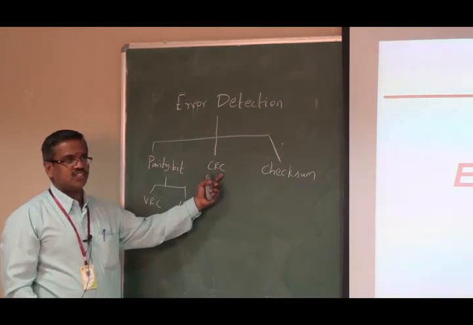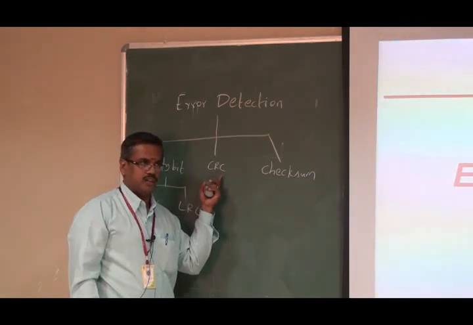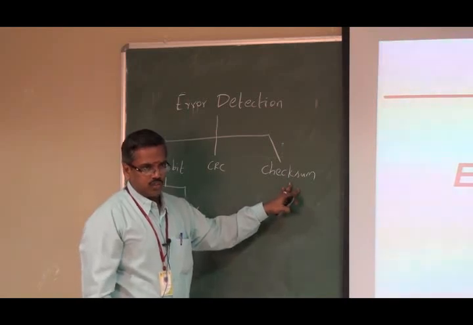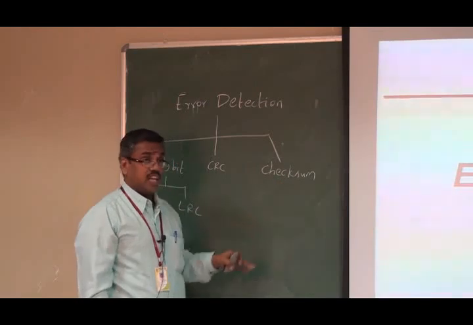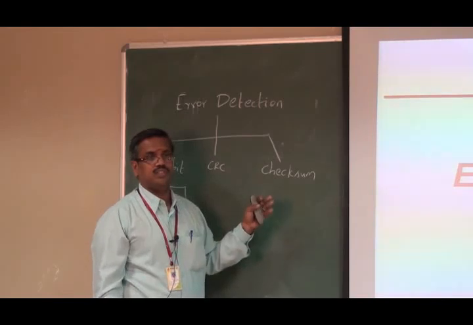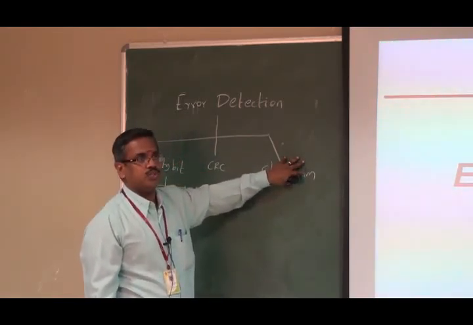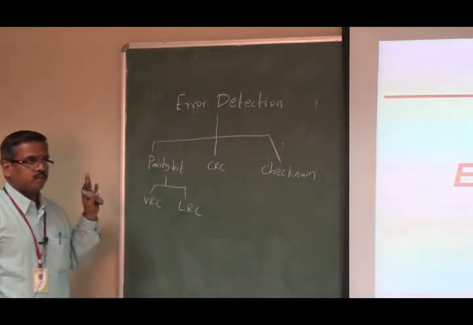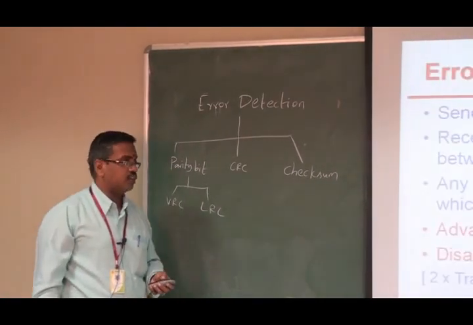Then the next technique is CRC, cyclic redundancy check. This is the most powerful technique to detect errors. And the last one is the checksum, which is mainly used for internet transmissions. The alternate name for this is internet checksum. That kind of importance is given to it for detecting errors in internet transmission. Among these, first we are going to discuss the parity bit technique.